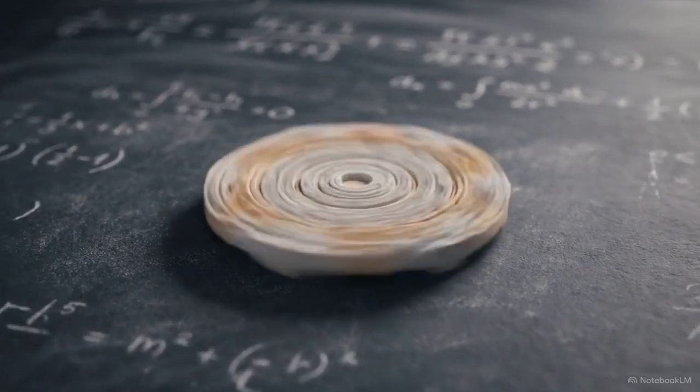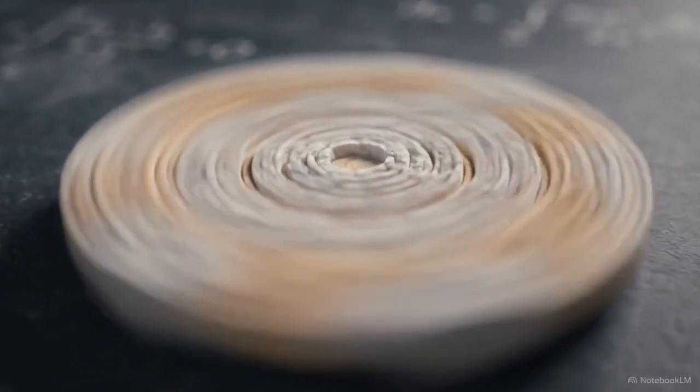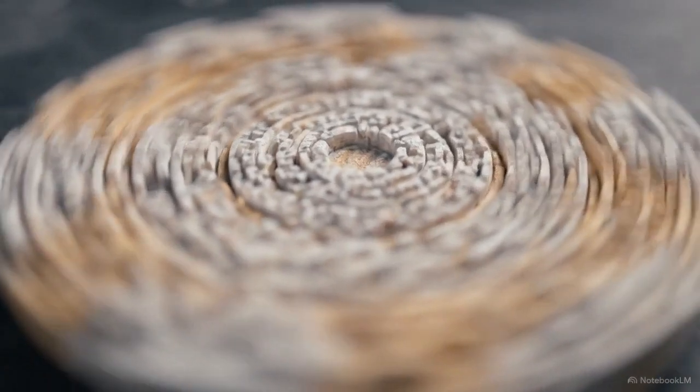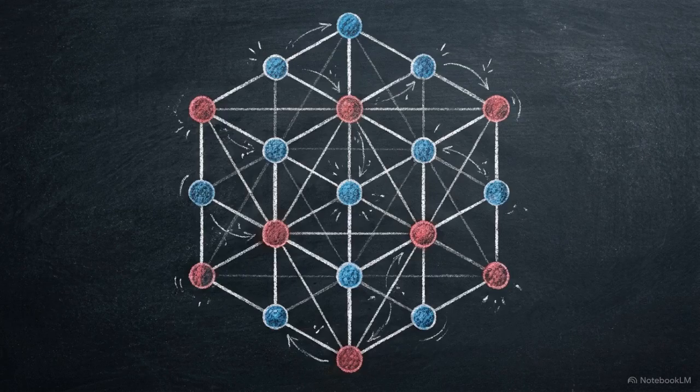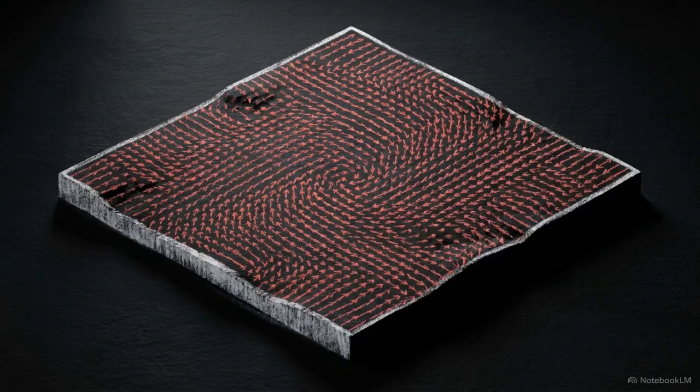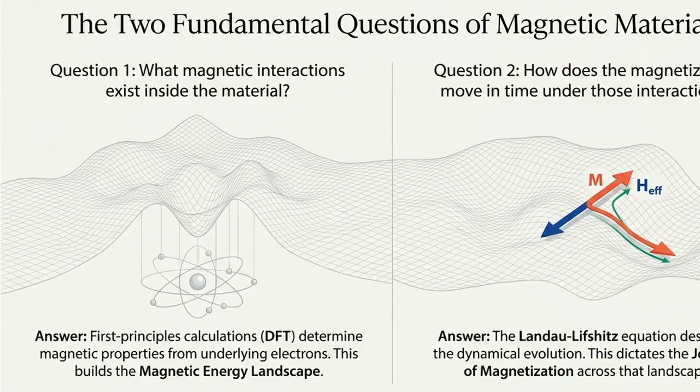Engineering modern magnetic technology, from high-density storage to spintronic sensors, requires us to predict material behavior before a prototype is ever built. To achieve this, researchers must answer two mandatory questions. What specific magnetic interactions exist inside the material, and how does the magnetization move over time under those interactions? This infographic highlights the divide.